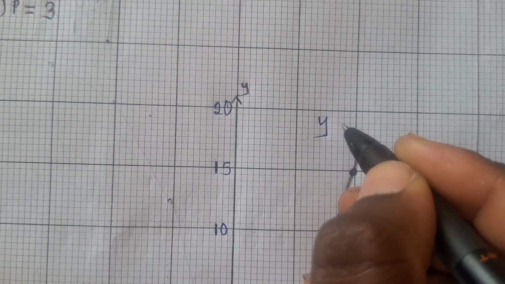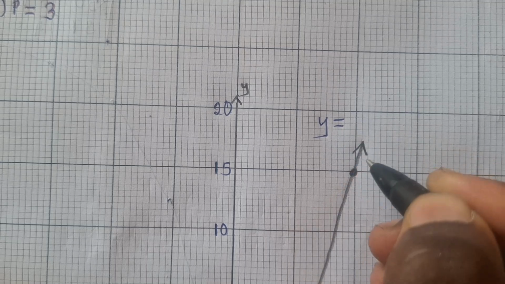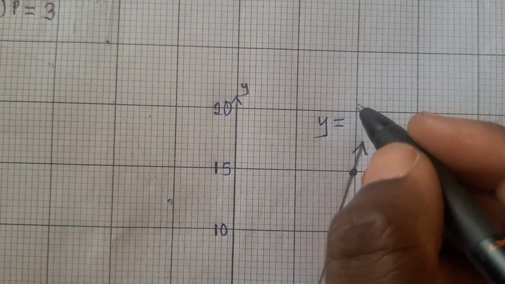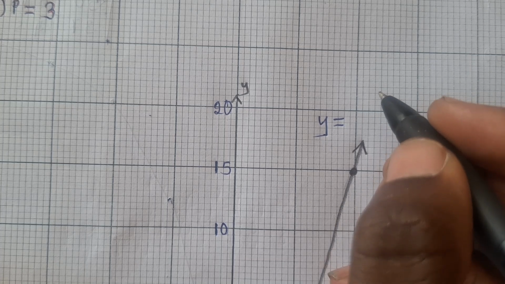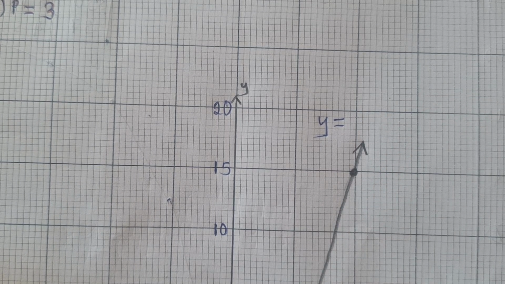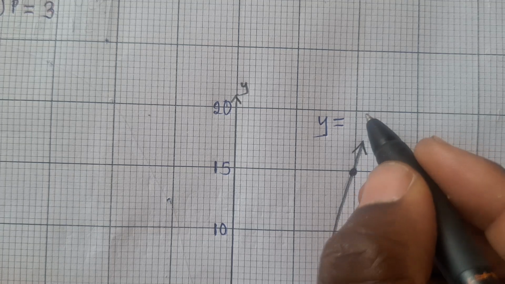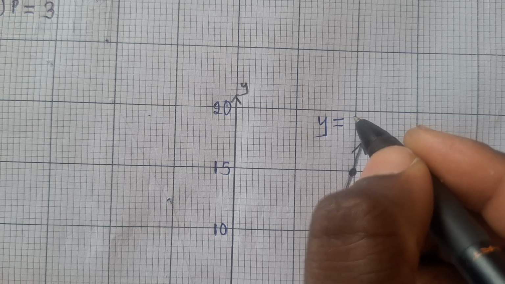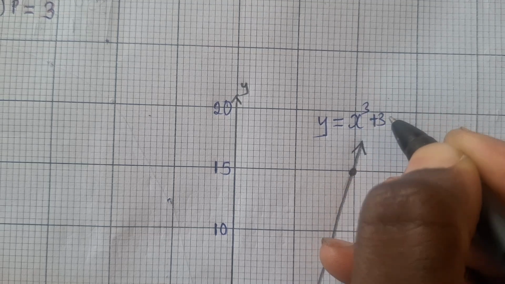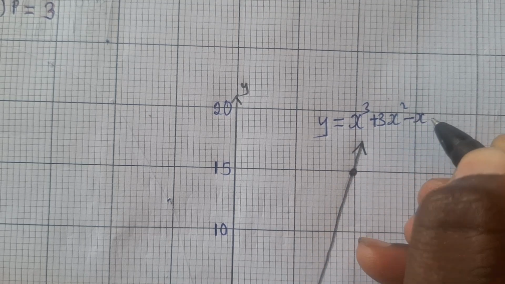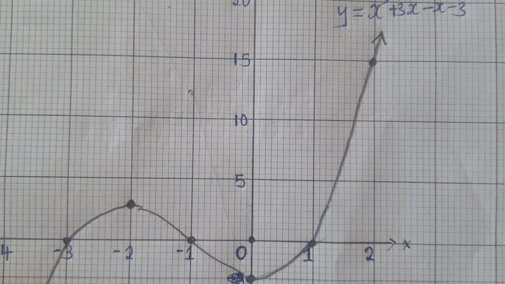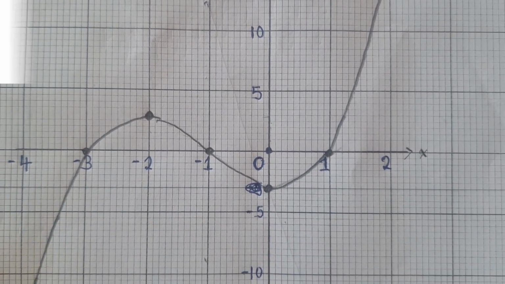Now write your equation. You can see I'm using the pen. For the graph, make sure I use a pencil. But when writing numbers or letters, you can use a pen. So what is this equation? Tell me. X cubed plus 3x squared minus x minus 3. You sure? Okay. Yes. So the next thing now will be to solve.